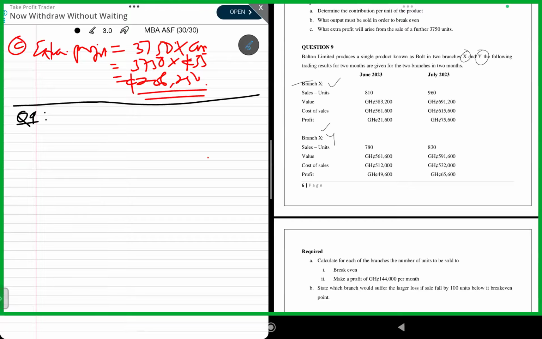Required: calculate for each of the branches the number of units to be sold to break even. So first, the break-even point. We can say branch X, we can say branch Y. So break-even point in units.